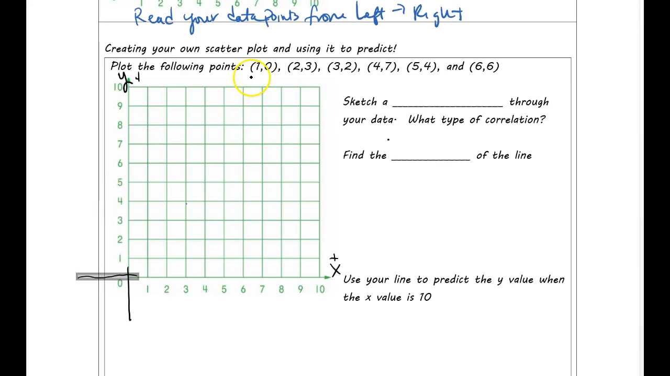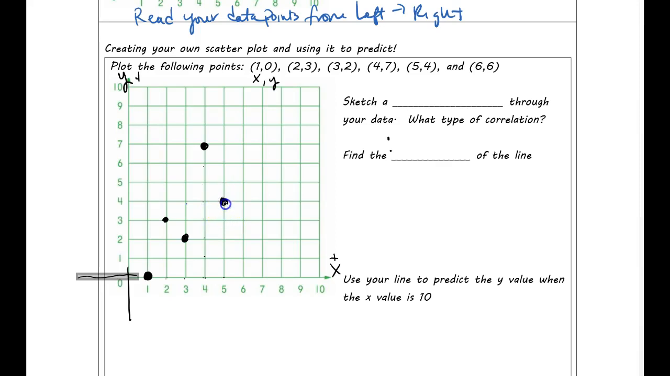So the points are x comma y, and so we need to go over 1 on the x and then up 0 on the y. So there'd be a big fat point right here. 2, 3, I need to go over 2 and then up 3. 3, 2, over 3, up 2. 4, 7, 1, 2, 3, 4. 1, 2, 3, 4, 5, 6, 7. 5, 4, 1, 2, 3, 4, 5, and then up 4, 1, 2, 3, 4.